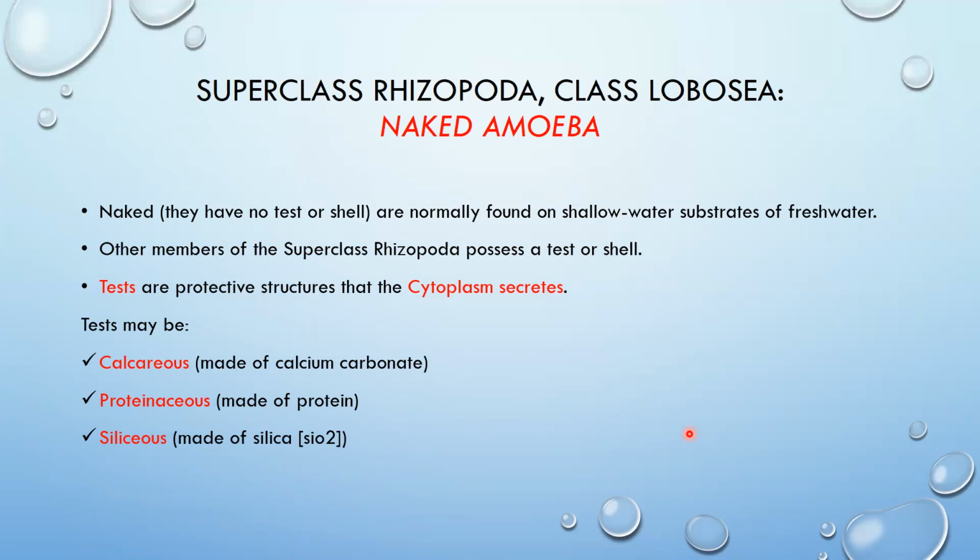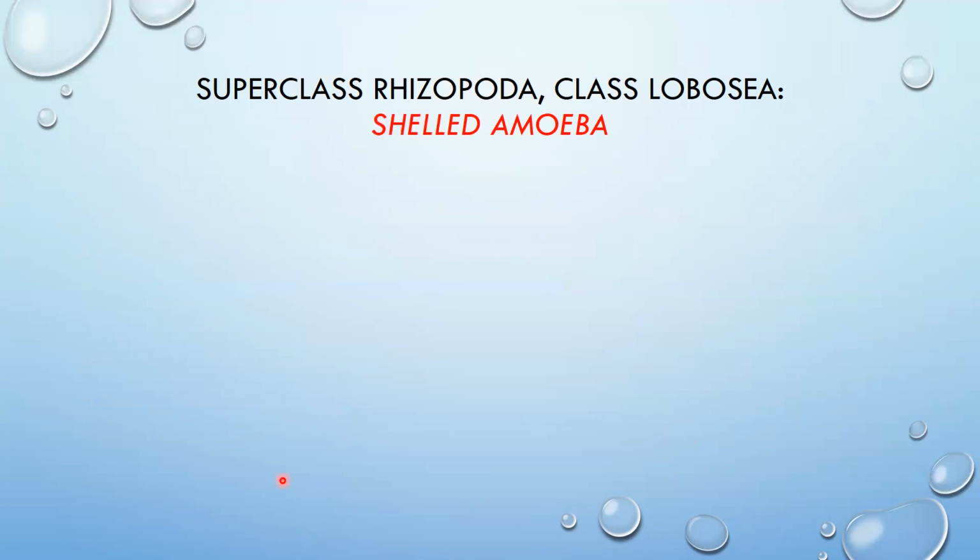So the amoeba are of two types. They might be naked without any test or shell, or they might be shelled or testate organisms having shells made up of calcium carbonate, protein, silica, or chitin. Now, the superclass Rhizopoda and the class Lobosea. Now we're going to discuss the shelled amoeba.